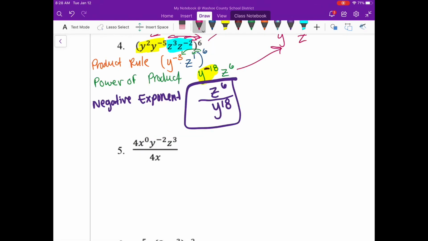Okay, moving on to the next one. Again, you can approach these problems however makes sense to you. For me right now, I'm focusing on this 0 property. And I know that anytime I see a term to the 0 exponent, I'm going to replace that with a 1. So that's 4 times 1, y to the negative 2, z to the third over 4x.